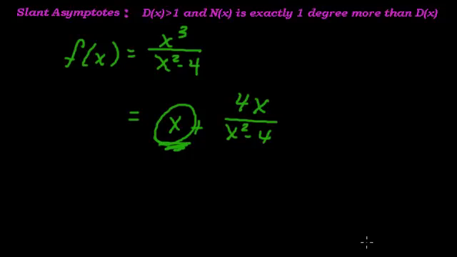And you'll just draw that in your graph as a dash, and then you'll make your function approach that in what we call the ends or the tails of the function. And that's all there is to slant asymptotes.